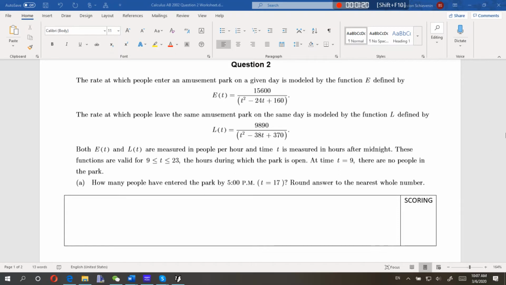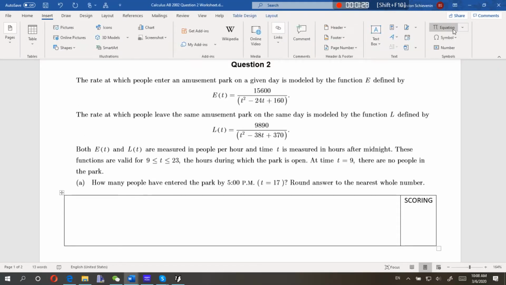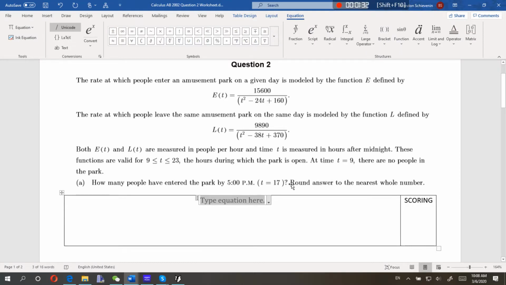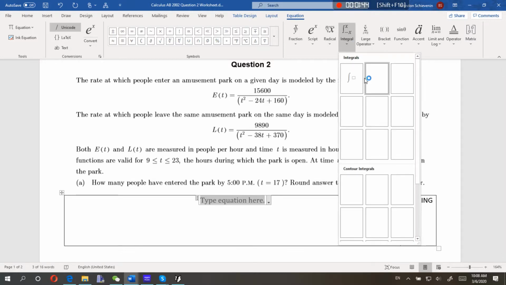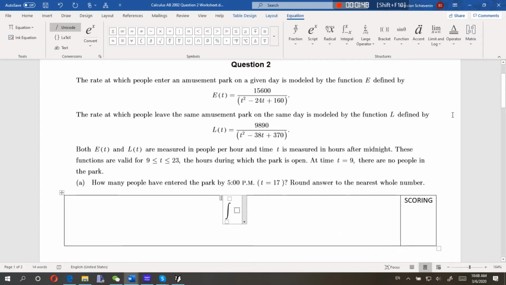If I just plug in 17, that'll tell me how fast people are entering the park at 5 p.m. Oh, right. So we integrate from 0 to 17. Close. Really close. So not 0 to 17, but what time to 17? 5 p.m. is 17. Or 9. 9, there we go. So from when the park opens until 5 p.m. of E of t in terms of time.